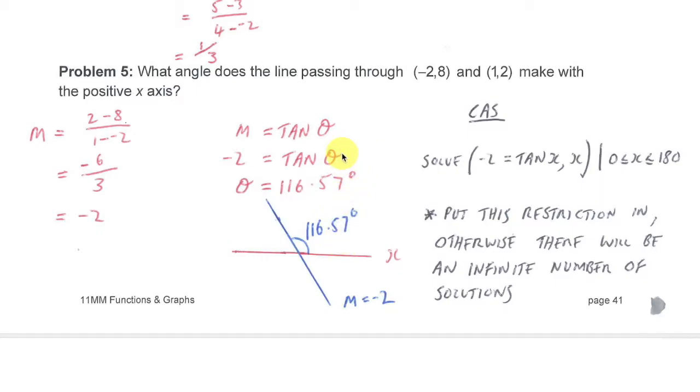Now when you go to solve this equation, you do it on your CAS. If you don't put a domain restriction in, you're going to get an infinite number of solutions. Now, remember last year when you did circular functions, you realized that there are an infinite number of solutions for trig equations. And the reason being is that you can go around the unit circle an infinite number of times. Let's take a look at our CAS.